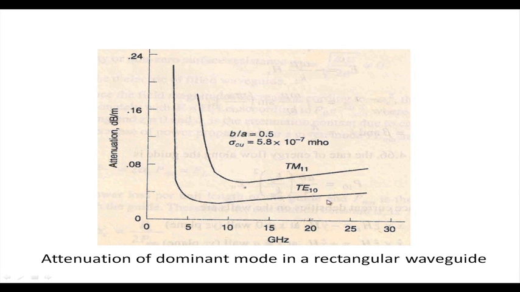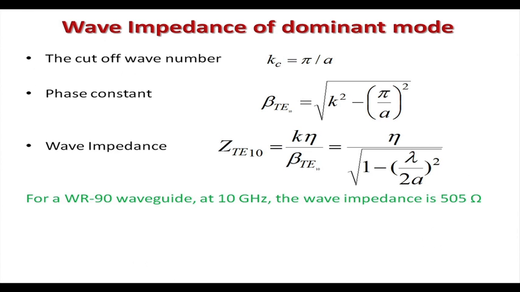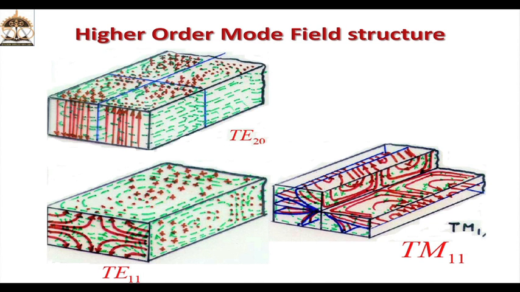So, it can be used, but you cannot use it above 12 gigahertz, because after 12 gigahertz we will see that the next higher order mode, that is T01 mode, not T10 mode. This is T01 mode, the next mode that comes, then one TM mode comes. Okay.